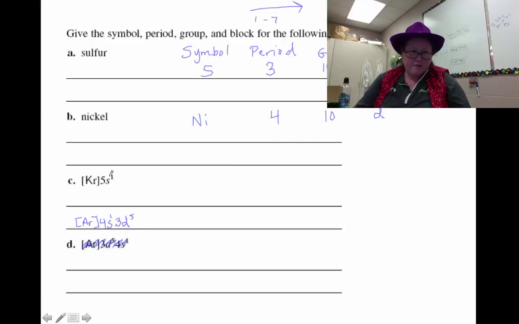This element right here, there's only one element that will end in a 5s1, and that is rubidium, Rb. It is in the 5th period, in the first group, group 1, and it is an s block element. And this element, tricky, has only one 4s electron, and it has 5 3d electrons. So remember, that's one of the exceptions to electron configuration, not the octet rule. Chromium, it is in period 4. It is in group 6, and it is in the d block.